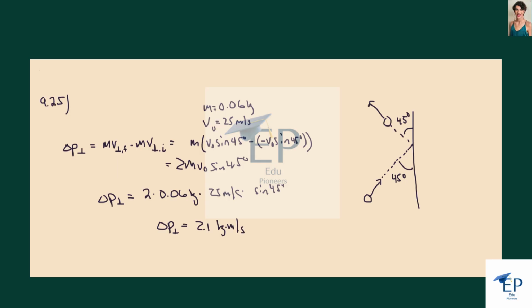And which direction is this going to be in? Well, we know that initially we have a rightward perpendicular component of the momentum, and finally we're going this way. So that means the impulse, the change in momentum, must be pointing to the left. So that's the direction. Magnitude and direction.